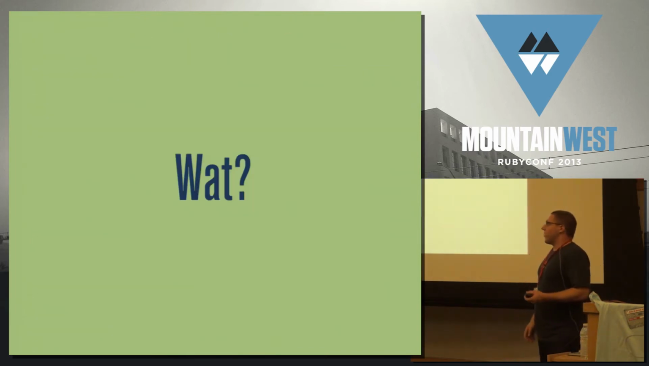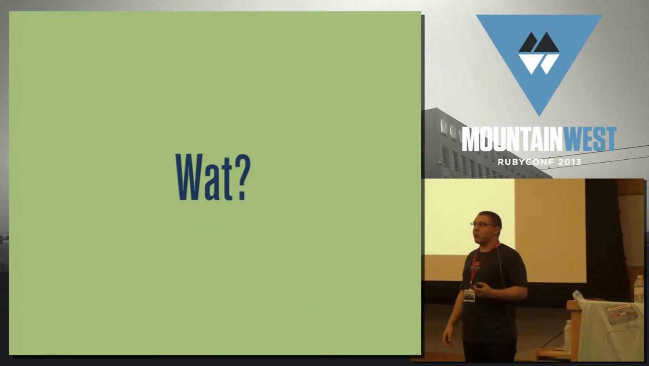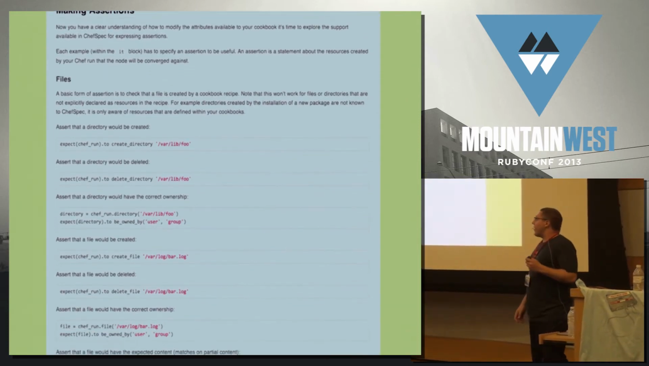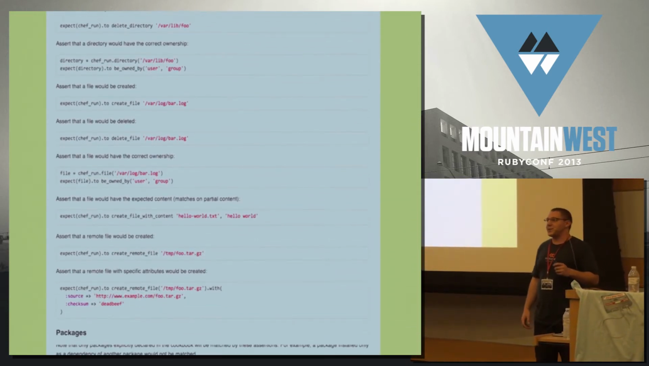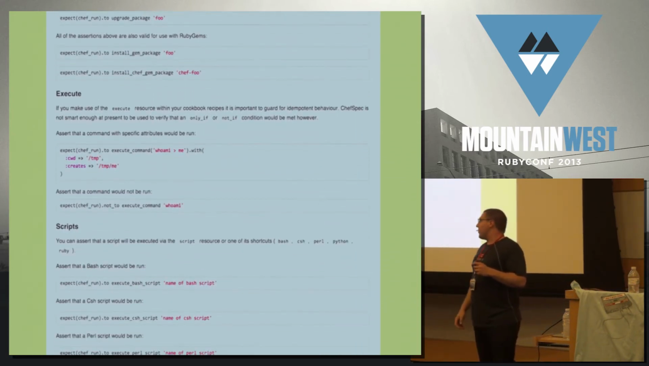So you may be asking yourself, where did all of these things come from? Where did install package and create file and this runner come from? And the answer is this incredibly long GitHub README that contains all of the information that you would ever need to know about chefspec. Please don't try to read that.